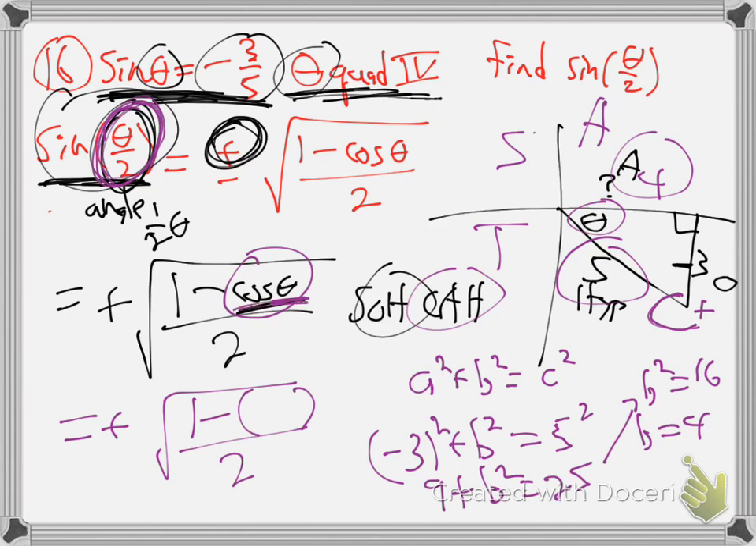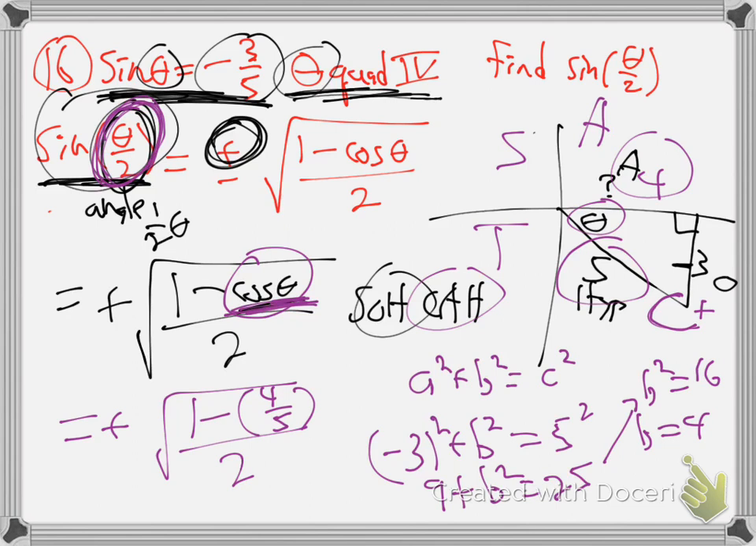It's the square root, plus or minus, of 1 minus cosine theta all over 2. Cosine theta is in the fourth quadrant, where cosine is positive. So it is just positive 4/5 there. Good so far. Now we've got to do a little algebra to clean that up.